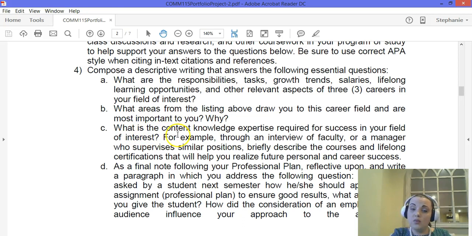You're going to talk about what content knowledge you need to be successful in this. Like I said, content knowledge is what type of education you need, what type of training you need, do you need any certifications, and so forth. And then in the final paragraph of this paper, you're going to talk about what advice you would give a student next semester on this project that you just completed to ensure that they were successful, on how to approach this project. And how did considering the employer, this pretend or fake employer, as the audience of your paper influence how you wrote the paper as a whole?